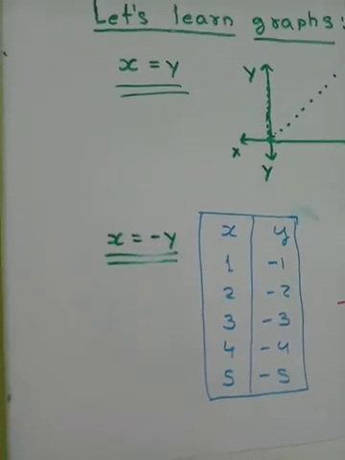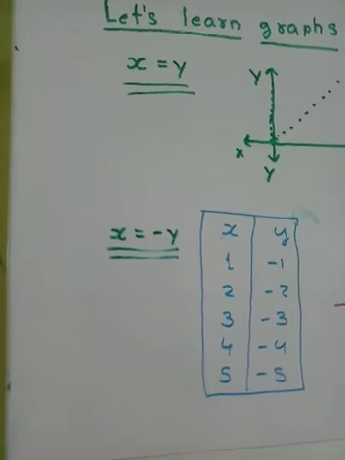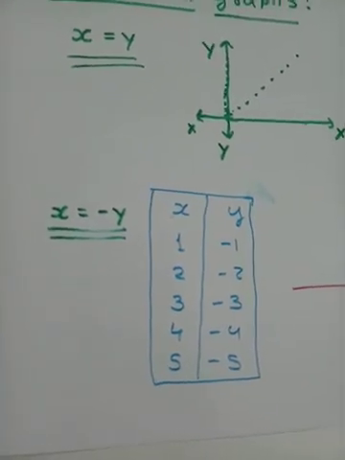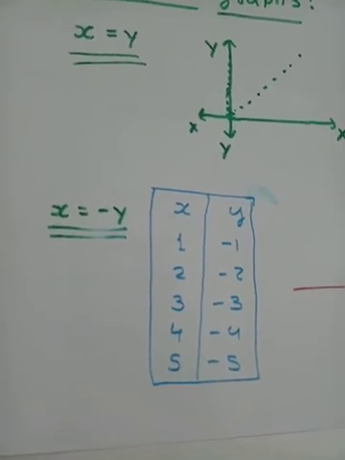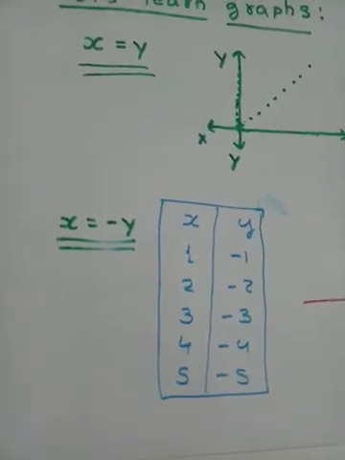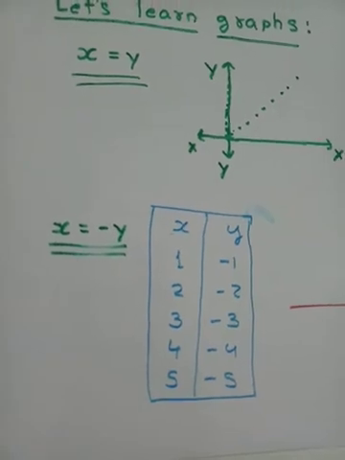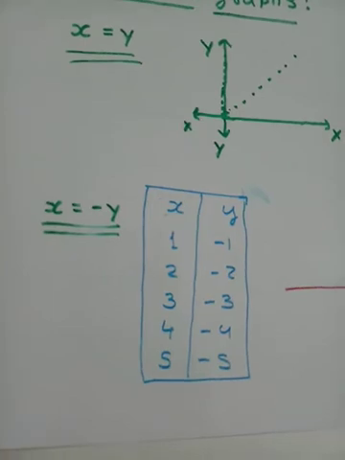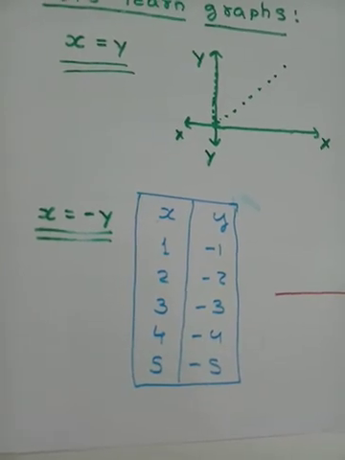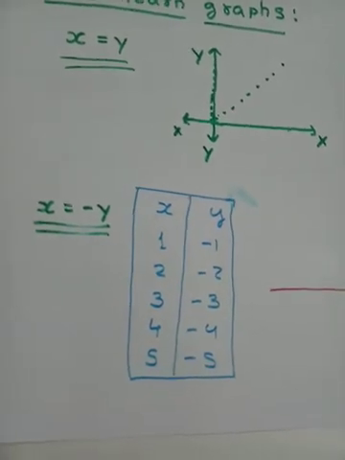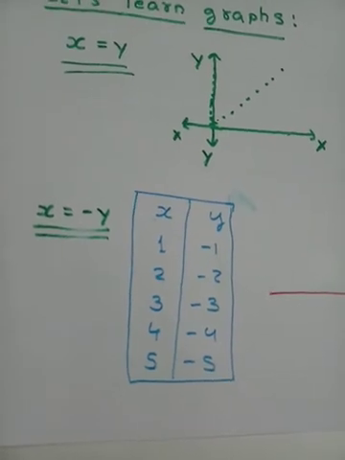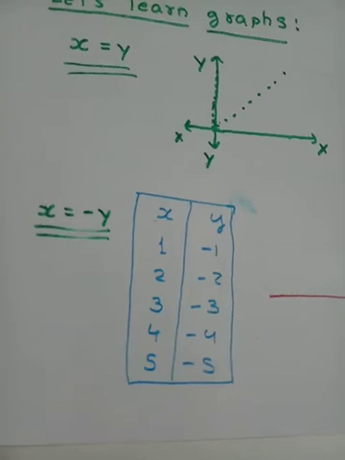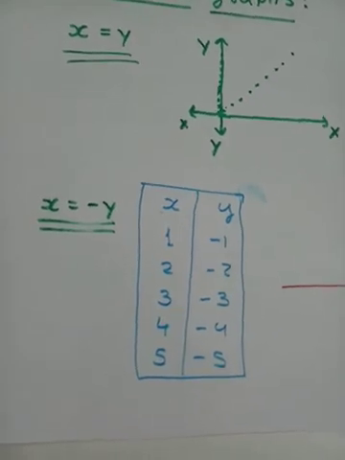So this is the equation x equals minus y. First we take the various values of, say, x, and we write them as 1, 2, 3, 4, 5. And what is the value of y? The value of y will be minus 1, minus 2, minus 3, minus 4 and minus 5. Here you can just say that I have taken the values of y as minus 1, minus 2, minus 3, and the values of x will be 1, 2, 3.